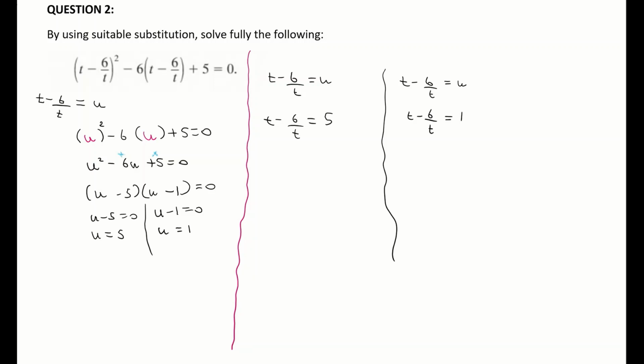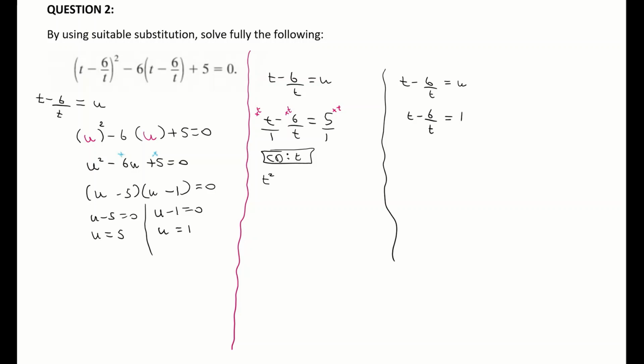So that's the same as me putting these over 1, t over 1, 5 over 1. And I'm going to multiply across by t because my common denominator here is t. So I'm going to multiply across by t. So that's giving me t squared. So I'm multiplying by t, multiplying by t, and multiplying by t.